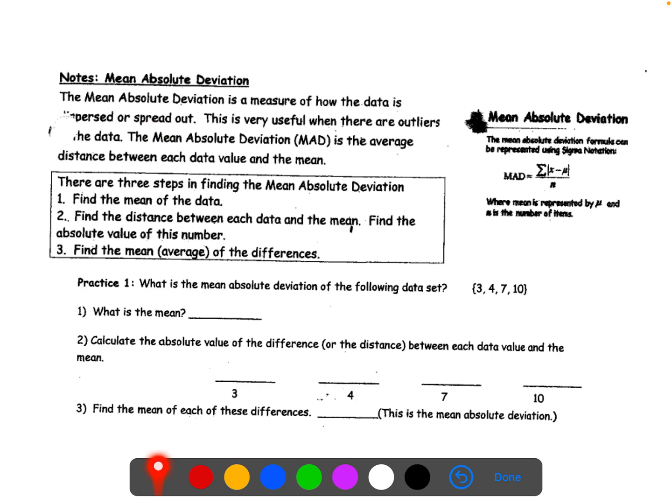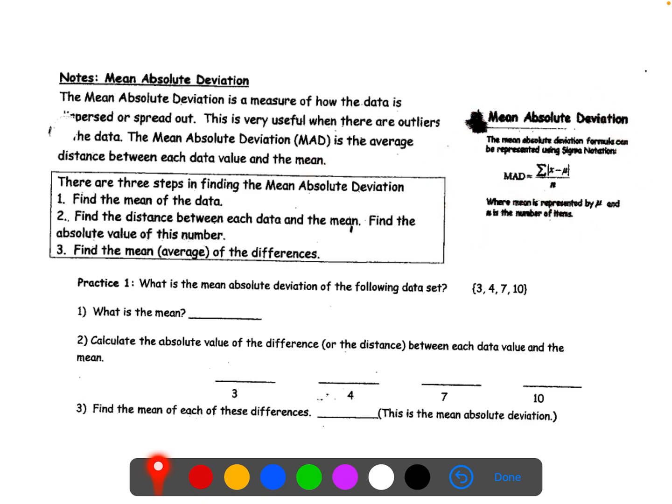So when we have numbers that are grouped very closely together, sometimes if a number is much larger or smaller than that common group, we call it an outlier. That's kind of what we're testing here with mean absolute deviation, is how spread out that data is. It's very useful to use this when there are outliers in the data. It's the average distance between each data value and the mean. So we're basically saying how far spread that information is from this average mean of all the data. Okay, and that's going to make sense hopefully a little bit more as we go forward.